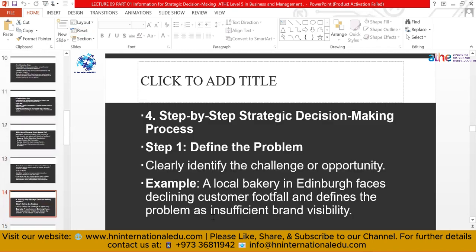Number 4, step-by-step strategic decision-making process. How do we take it? The first thing is obviously defining the problem, the issue, the area of problem. Clearly identify the challenge or opportunity. First, you need to see what is the problem and then what is the next best alternative. That is what the definition of an opportunity is. For example, a local bakery in Edinburgh faces declining consumer footfall and defines the problem as insufficient brand visibility. This is the crux of the issue, that is, there is less work on the brand visibility.